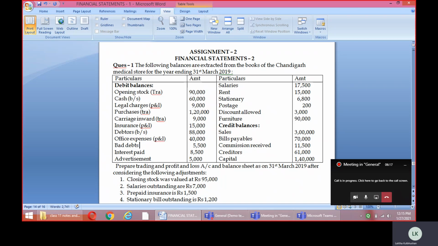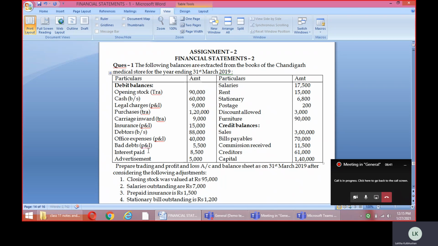Next, the bad debts, again children, bad debts is also an operating expense. As we have seen in the previous video how to do the adjustments related to bad debts, but in the adjustments here, there are no adjustments related to bad debts being given, like new bad debts or further bad debts. So simply it will be shown on the debit side of the profit and loss account as an expense.